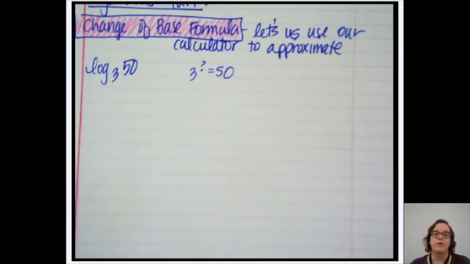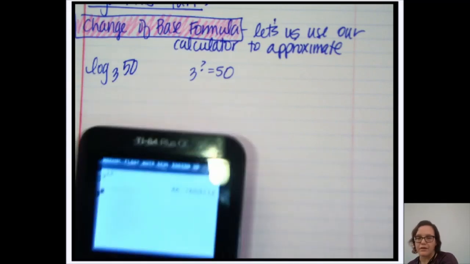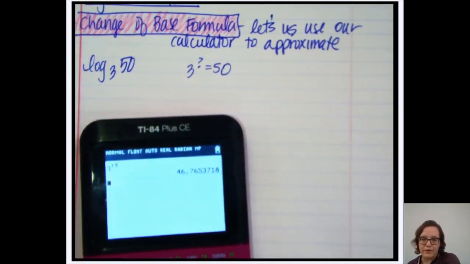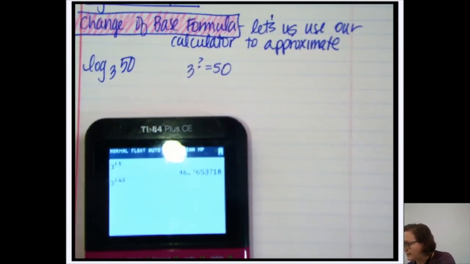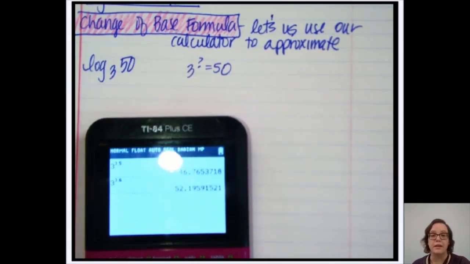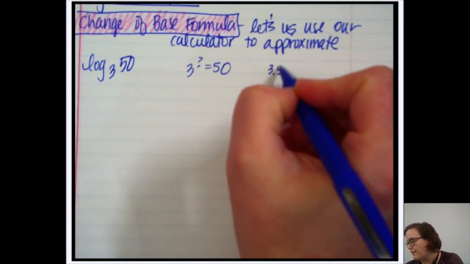Then we go one more decimal place. We say, maybe it's 3.5. 3 to the 3.5, if I do that in my calculator, is 46.7. Well, that's too small. So then I try 3 to the 3.6. Well, that's too big. So what I know right now is that it must be 3.5 something.